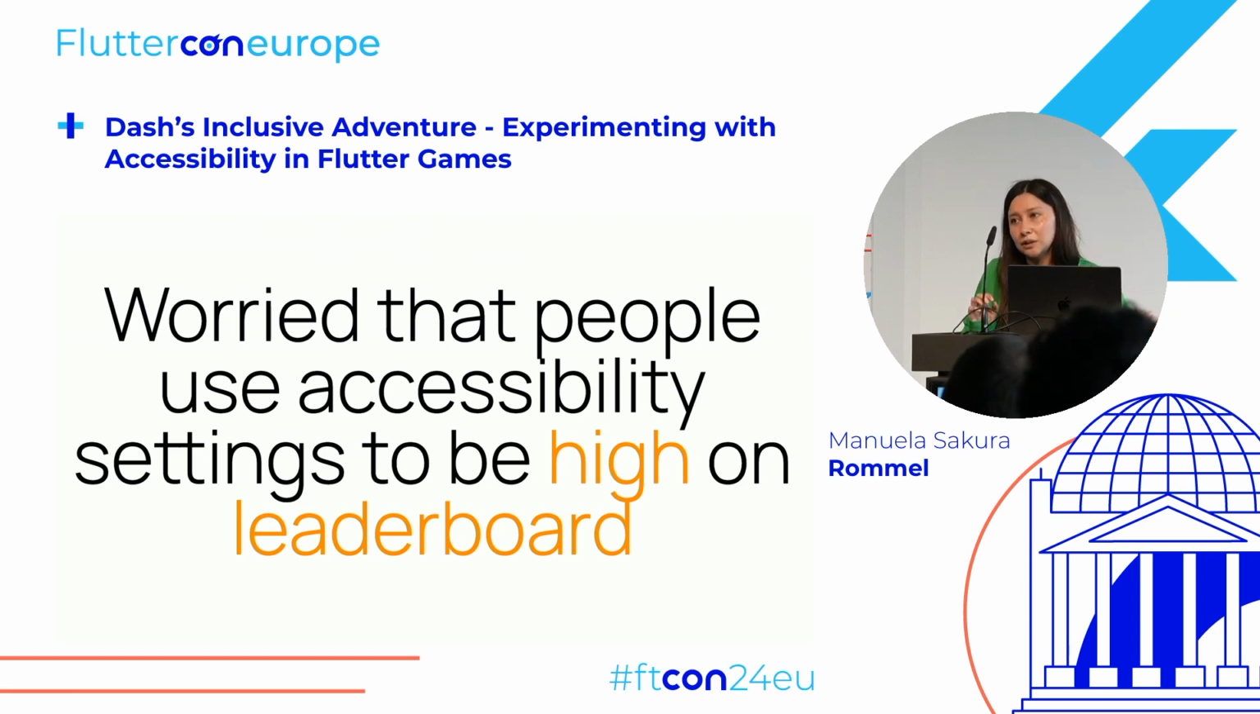Another worry is that people use accessibility settings to be high on leaderboards. It's also an easy fix. You can create another leaderboard, or you can create an icon for people that have turned on their accessibility settings, because there's also some discussion going on. If you give a lot of customization, would you then have a leaderboard for all customization or just for general accessibility? But yeah, if you create an icon or something, that can also already help.